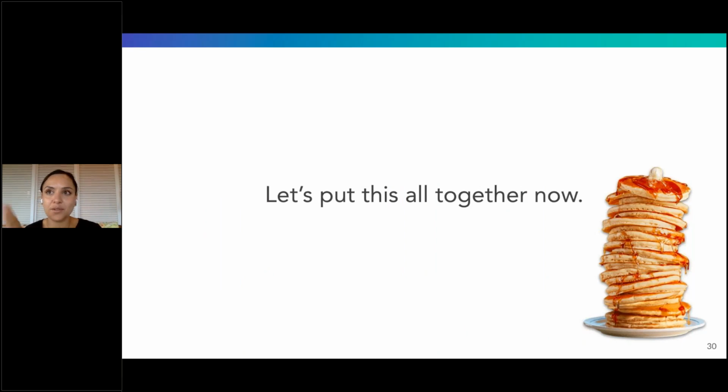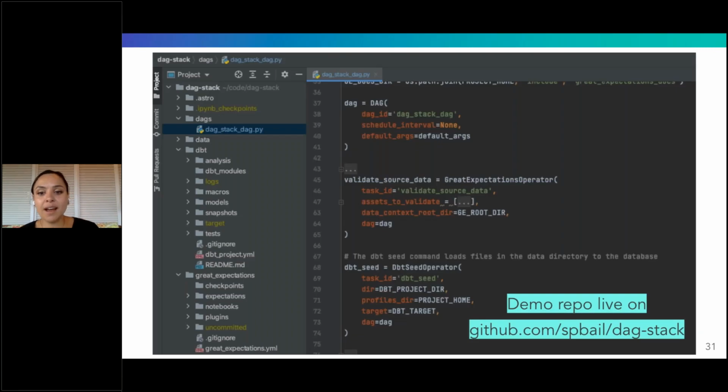All right, final stage, putting this all together. So again, dbt, Airflow, Great Expectations, testing. How do we smoosh this all together? I have a demo repository that's live on GitHub that contains a working example. As a disclaimer, in this particular case, I'm using Airflow through a tool called Astronomer.